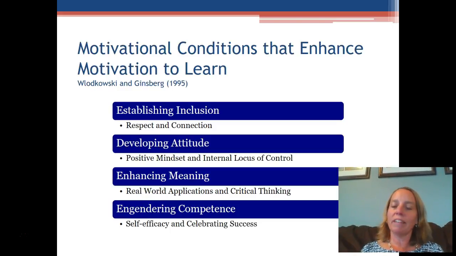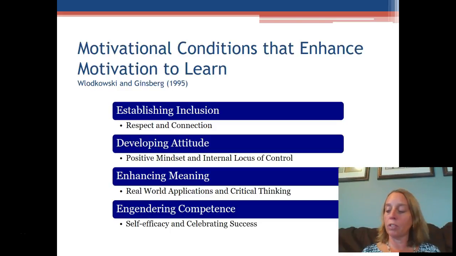I think it's important to think about some diversity issues as well. Ladson-Billings and Ginsberg have a really great framework of how to motivate students in an inclusive way. It's a culturally responsive approach to making sure students feel included and a part of your class. You can see here they talk about four primary motivational conditions. First is establishing inclusion, and the first day of class is essential to that. We want to foster an environment filled with respect that also builds connections, as I said before, not only to each other, but to you as a professor, and to the content.